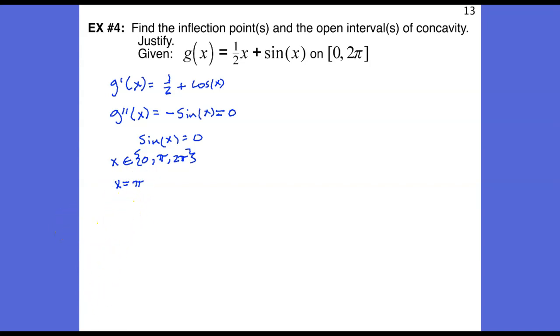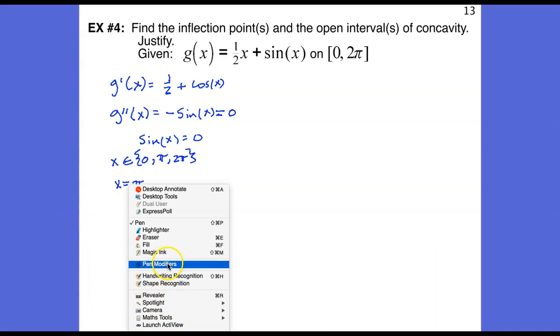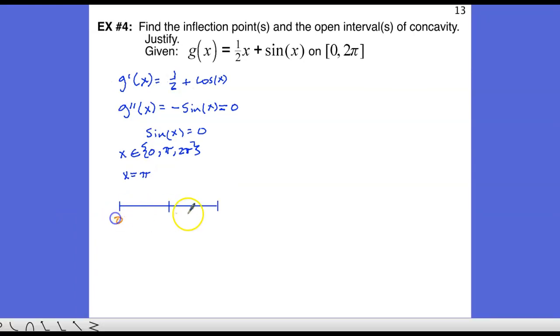Now let's go ahead and see if we can make a sign chart. So here are the endpoints, 0 and 2 pi. And right in the middle we have pi. And so what we're going to do is pick a test value on each of these intervals. And so halfway between 0 and pi is pi over 2. And halfway between pi and 2 pi is 3 pi over 2.